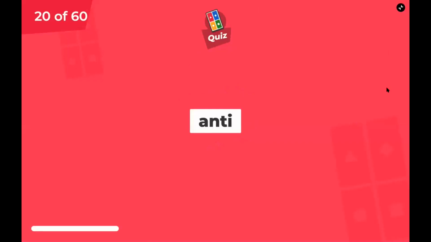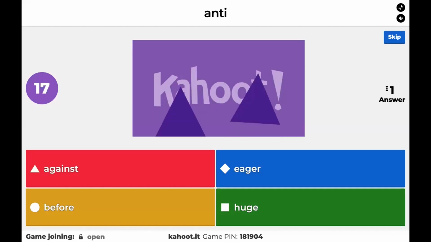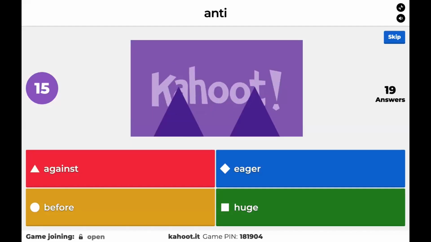Anti. Red is against, blue is eager, yellow is before, and green is huge.